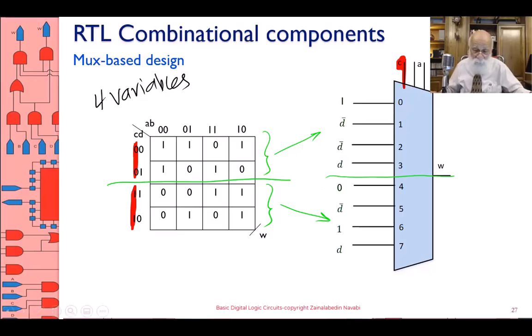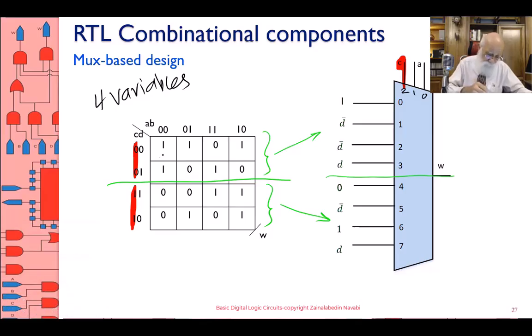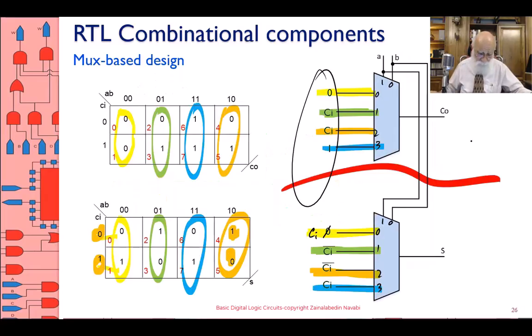Okay, once I do that, so this is bit number 2, 1, 0. Once I do that, the correspondence of the columns becomes as such. Okay, let me do this. This corresponds to this. This corresponds to this.